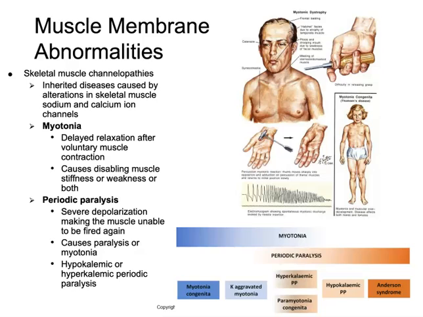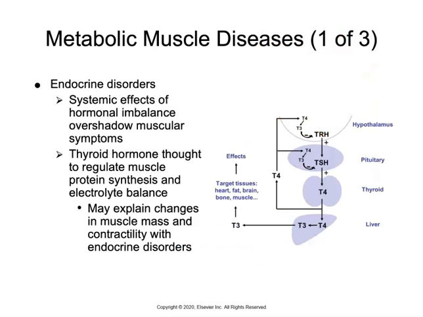Now, there's also another disease I didn't list here. It's called CCD, or central core disease. This is also going to involve a mutation in the RYR1 gene that would affect our calcium release from the sarcoplasmic reticulum. Now let's discuss metabolic muscle diseases. So this can come about through endocrine disorders. Our systemic effects of hormonal imbalance will overshadow our muscular symptoms.